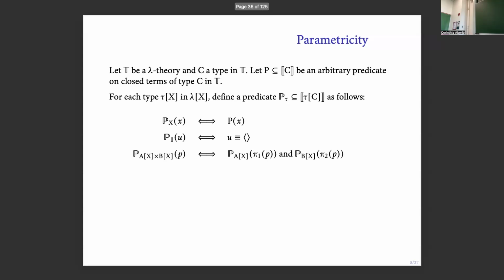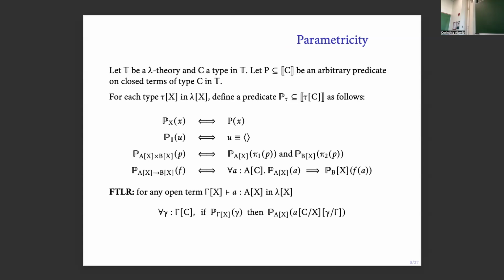And then at 1, it's exactly the same as we had before. And at the product type, it's exactly the same as we had before. And at the function type, it's exactly the same as what we had before. So the only thing we're doing here is adding a base case to the induction, which can be pretty much whatever we want. And once again, we get a fundamental theorem of the logical relation, which says that for any open term in λX, for all ways you can substitute in for the domain of that, the result of doing that substitution is in the relation defined for A.